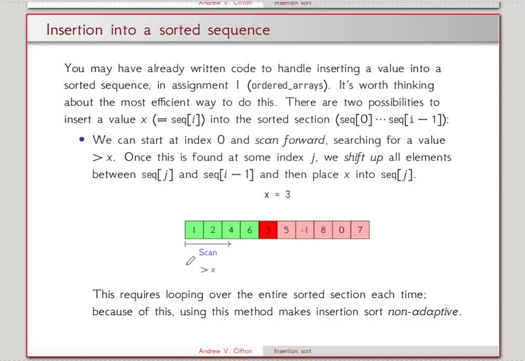We can start at the beginning and scan forward until we find something greater than 3. We would stop here at 4, and that tells me the 3 should go before this spot. Then we do the shifting to move everything after that spot up and make room for the 3. So I have one loop that finds where the 3 goes, and another loop that moves everything up to make room for it. If I do that, I am looping over the entire sorted section every single time, so that would make this not adaptive.